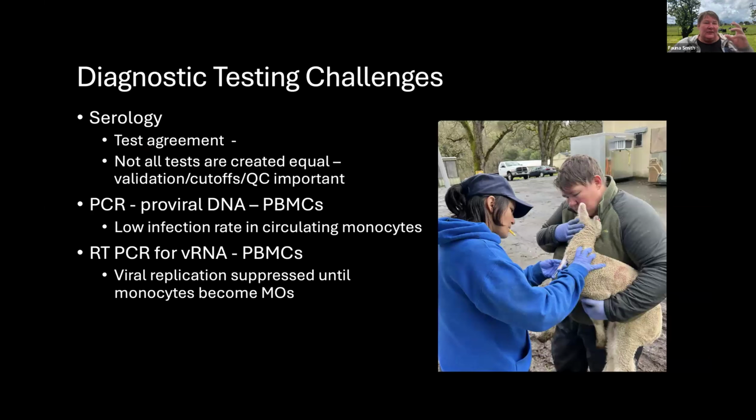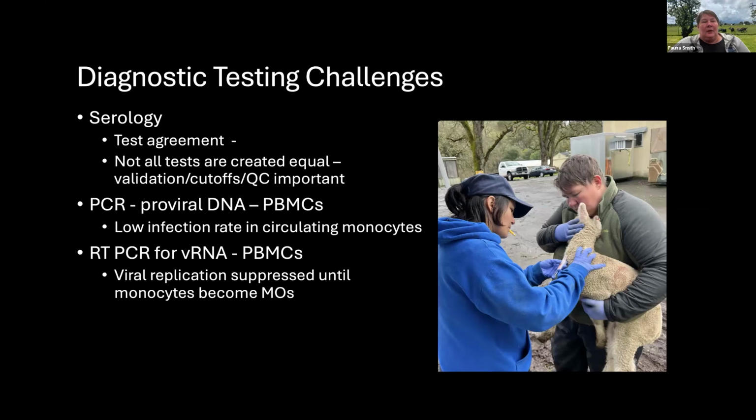What are the diagnostic challenges? I think some of this is going to be talked about in the next talk, but with serology, there is test agreement between labs, and test agreement between different types of tests. Not all tests are created equal. What validation has been done? What are the cutoffs? The VMRD test with their kit gives some recommendations for cutoffs. Probably one of the classic ones that we've experienced here in the US is with sheep, and the cutoffs that are reported for goats for the VMRD test really are not low enough for sheep.